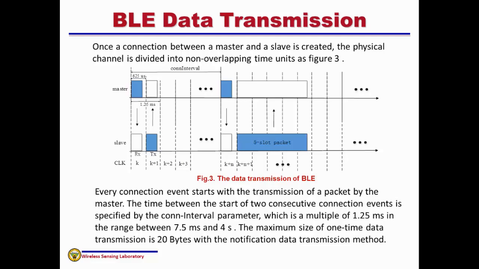So every data is transmitted in this unit, and the master can also inquire at an interval which is an integer number of the units. It ranges between 7.5 milliseconds and 4 seconds, so that should be larger than the basic unit, 1.25 milliseconds.